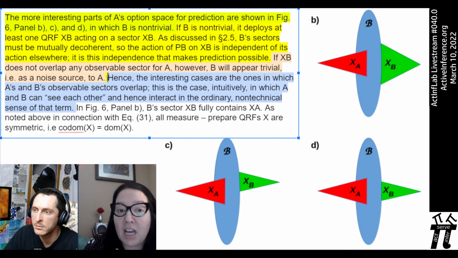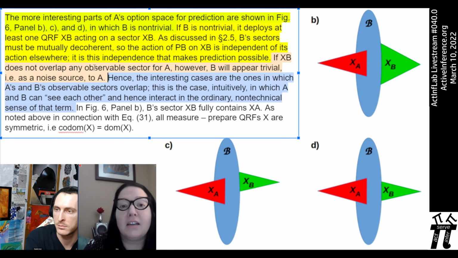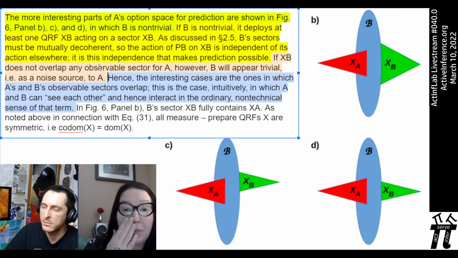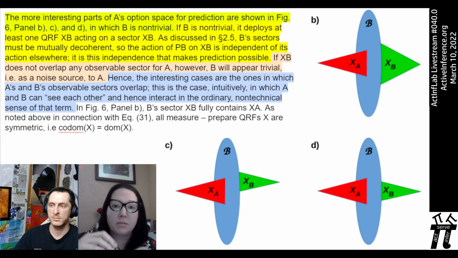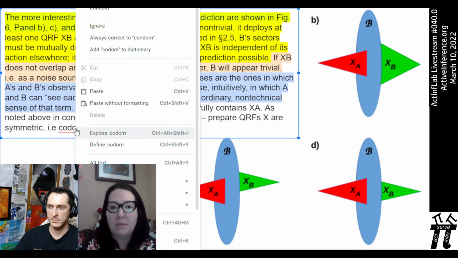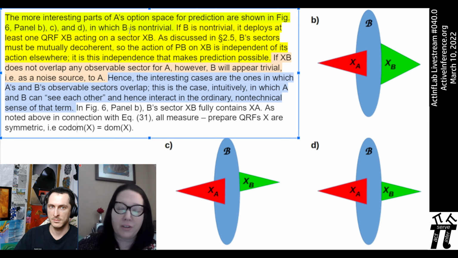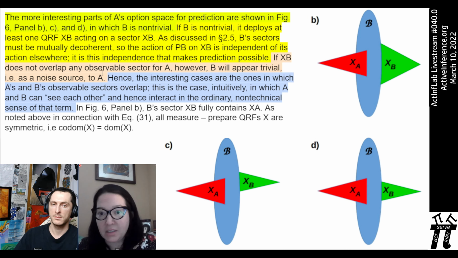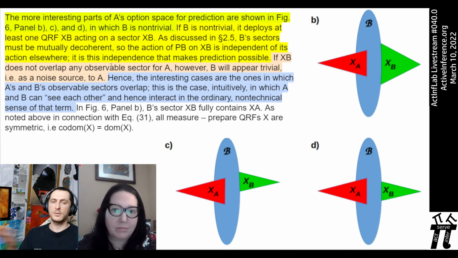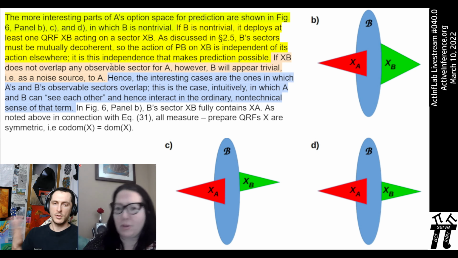It is this independence that makes prediction possible. If X of B does not overlap any sector for A, B will appear trivial. So like if the green cone is totally removed from where the red cone is, it's a trivial thing. Like if my kids aren't here right now, they're not immediately acting on my environment. So they're trivial, I guess.